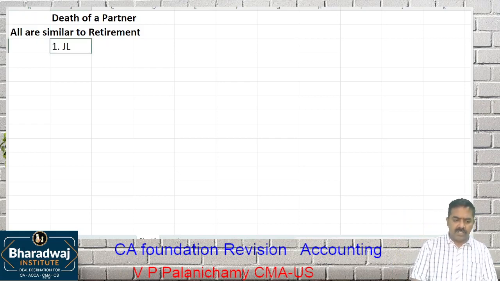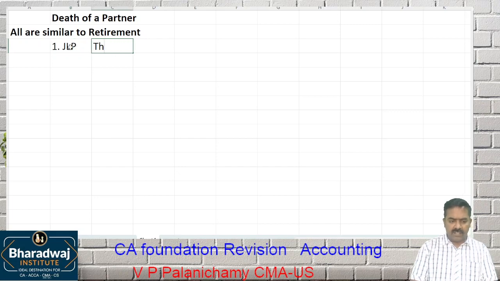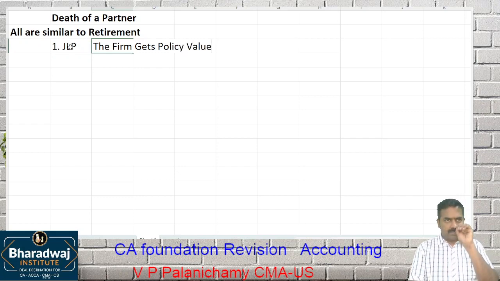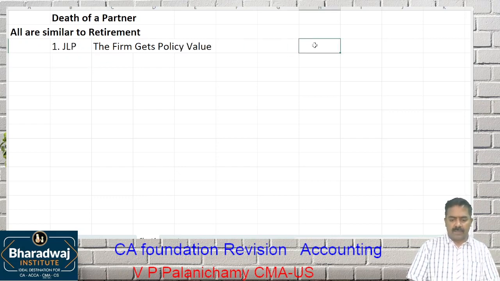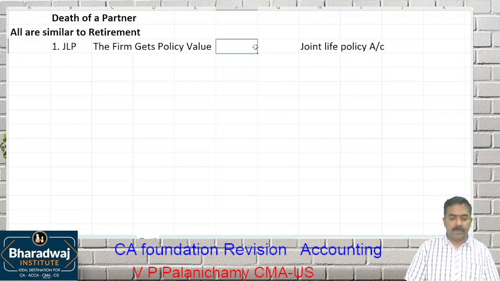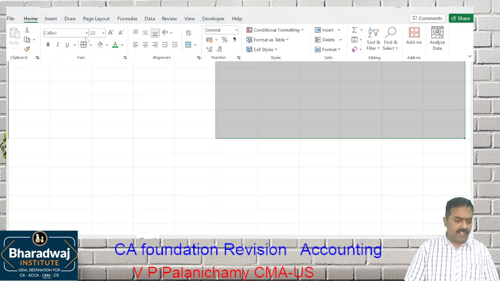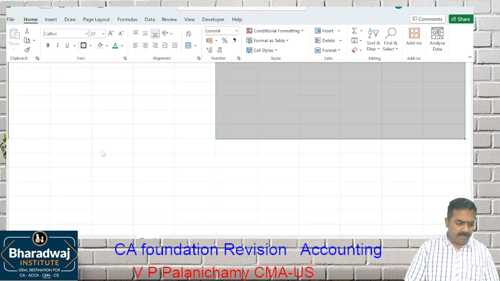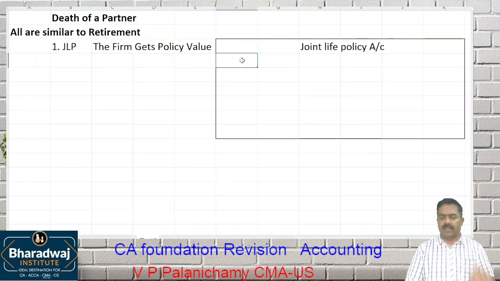Difference is joint life policy. Listen, the firm will get what? Policy value. Simple. Prepare a joint life policy account. It is better to prepare a joint life policy account. More than a journal entry, it will be better.